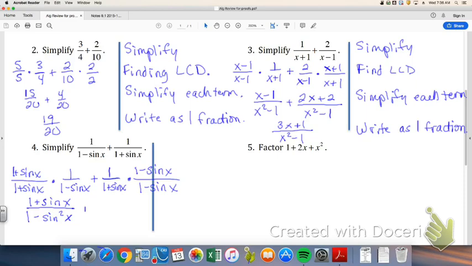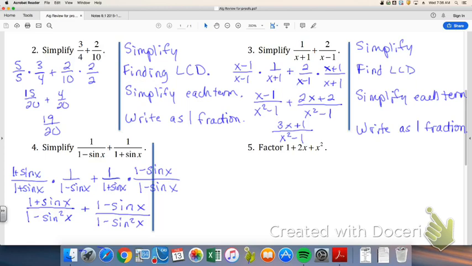All right, then our second term, 1 times 1 minus sine x, gives us 1 minus sine x over 1 minus sine squared x. So I've now simplified each term. What's the final step? Write as a single fraction.